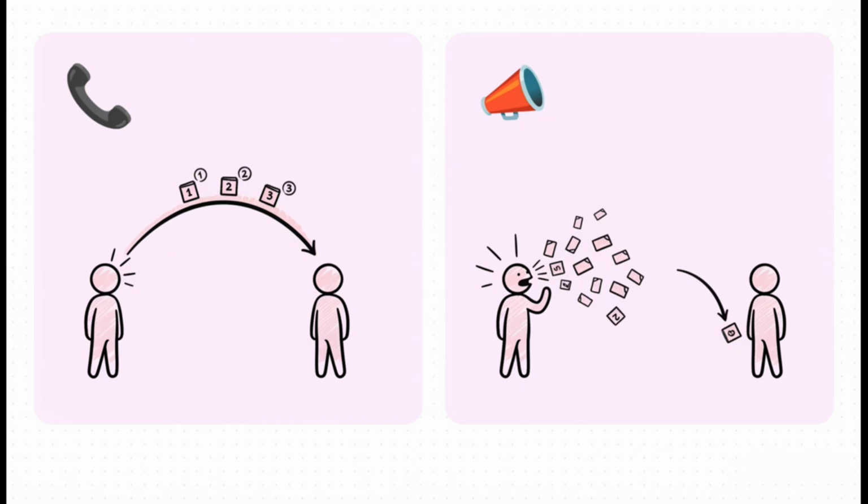But on the other side, you have UDP. This is the shout. It just fires the data out as fast as it possibly can, putting speed way ahead of guaranteed delivery. This is what you'd use for things like live video streaming or online gaming, where a little bit of lost data is fine, but speed is absolutely everything.